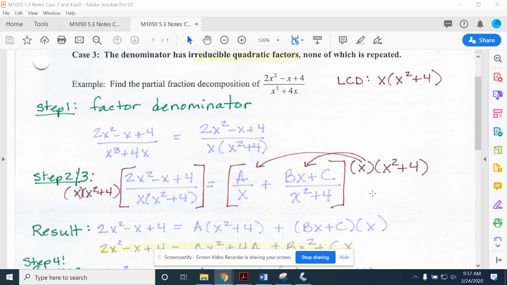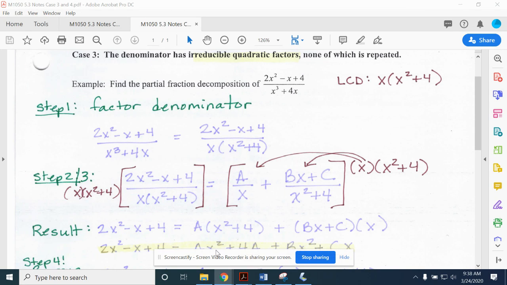That means that instead of linear like it was in case 1, at least one of the factors is a quadratic. And as you can see, we start off by factoring the denominator first. In factored form, it's x times x squared plus 4. That is not reducible in the real number system. That would be complex. So we want to keep it in the real number system when we factor these.